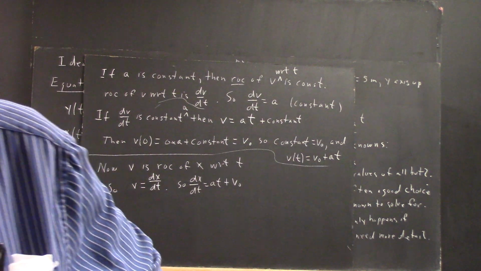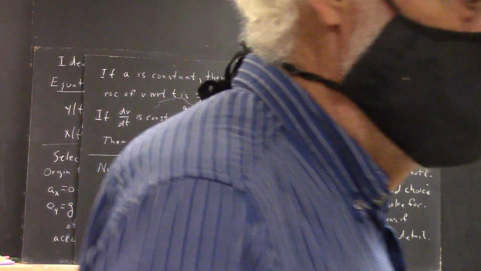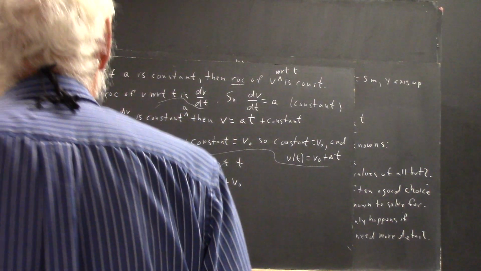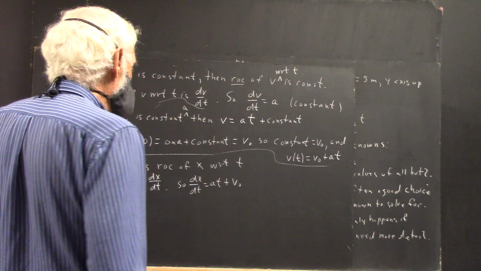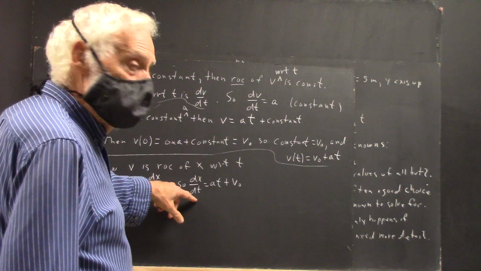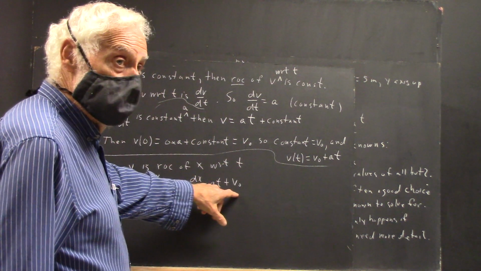Now, can you write down an expression whose derivative is at plus v naught?